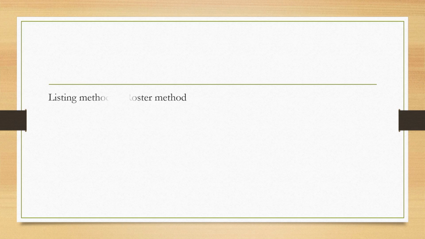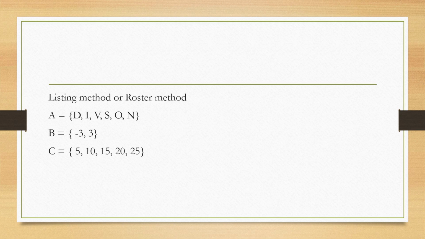Listing method or roster method. A is equal to curly bracket open D comma I comma V comma S comma O comma N curly bracket close, as I told you before. Next, B is equal to curly bracket open minus 3 comma 3, as I told before, since y square is equal to 9. C is equal to curly bracket open 5 comma 10 comma 15 comma 20 comma 25 curly bracket close. These are the multiples of 5 less than 30.